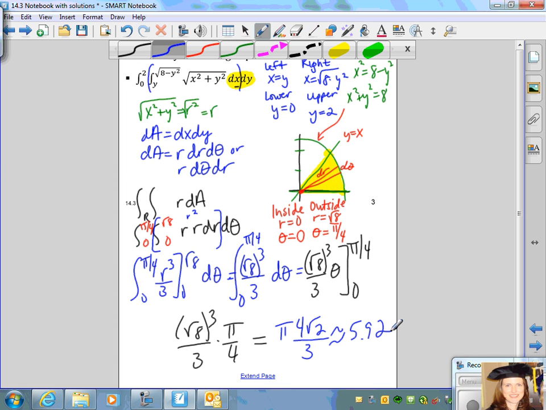So, in order to evaluate this iterated integral, we converted to polar. We used the bounds to determine the region in terms of x and y, and then we used that to find the bounds in terms of r and theta, did the substitutions, and evaluated to get our final answer.